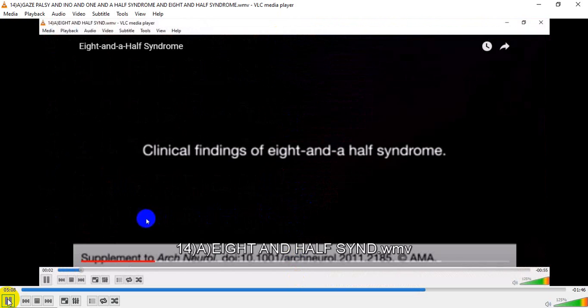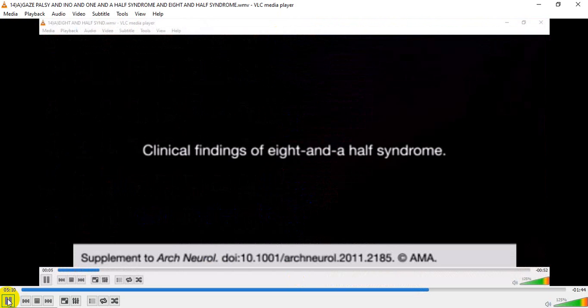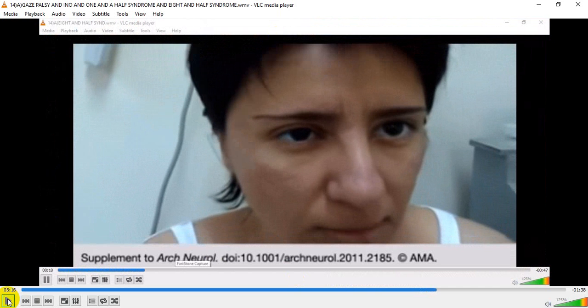Now again, this is showing you another patient with 8.5 syndrome. These I have collected from a YouTube. You can see here, when the person is looking straight, you can see the position of the eyeball. Clear? Okay. So this looks exactly in the center. This looks little elevated up.